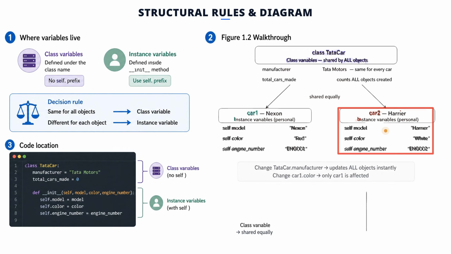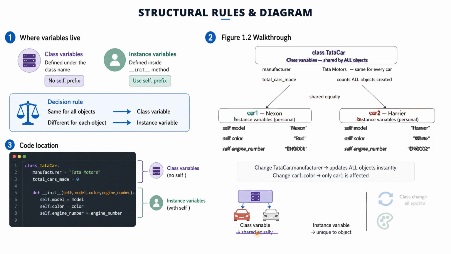The bottom section shows us why this sharing structure matters. If you change a class variable, that single change updates all objects instantly. But if you change an instance variable, it is unique to that specific object, so only one car is affected. The fundamental takeaway is that class variables act as master settings shared globally by the group, while instance variables act as private data unique to each object's identity.